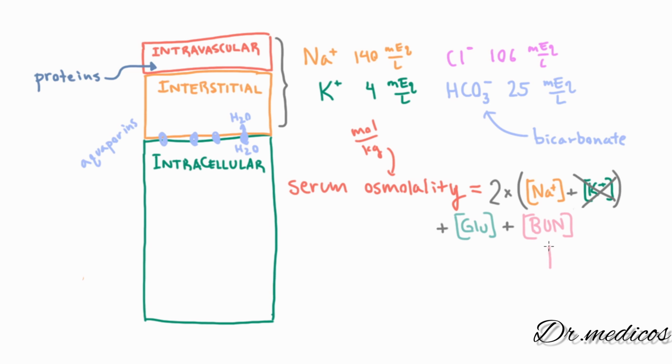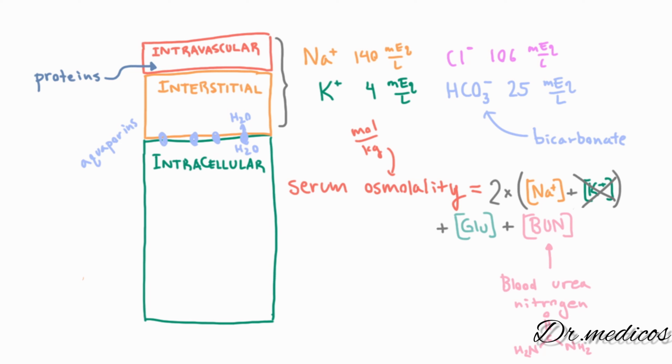And what is BUN? It stands for blood urea nitrogen. So really it's just referring to urea, which is that waste product that we once mentioned that has 2 nitrogen atoms in it. So it has this weird name, blood urea nitrogen, but really it's just talking about the osmolality contributed by this molecule urea.